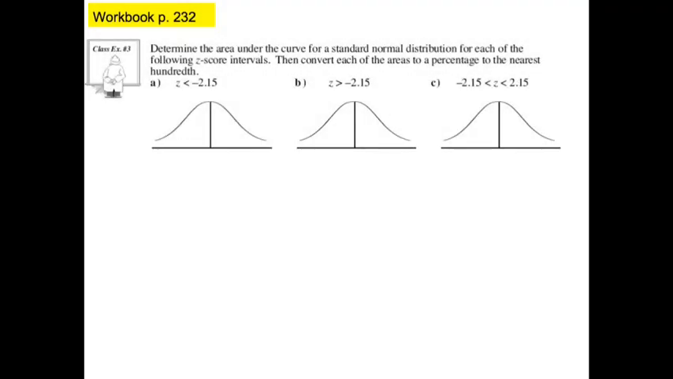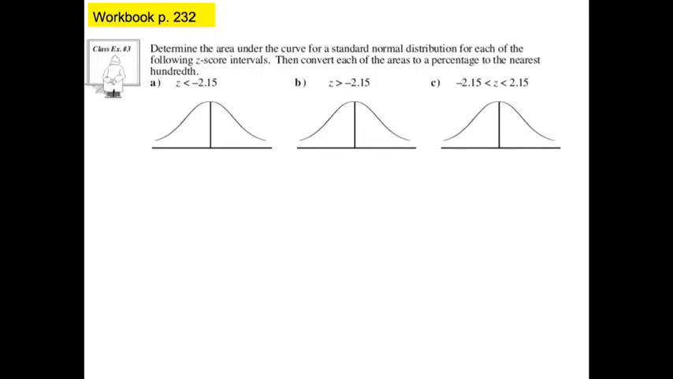Determine the area under the curve for a standard normal distribution for each of the following z-score intervals. Then convert each of the areas to a percentage to the nearest hundredth. Now many students get tripped up by one little thing, so you have to keep a big eye on these signs right here. When it's less than, we're going to look for everything to the left. However, of course, we're going to run into signs like greater than, and I'll show you those in a bit.